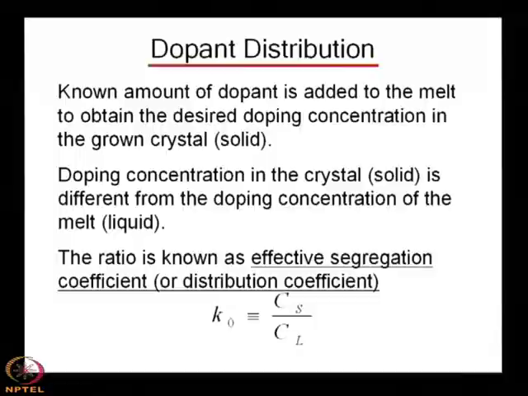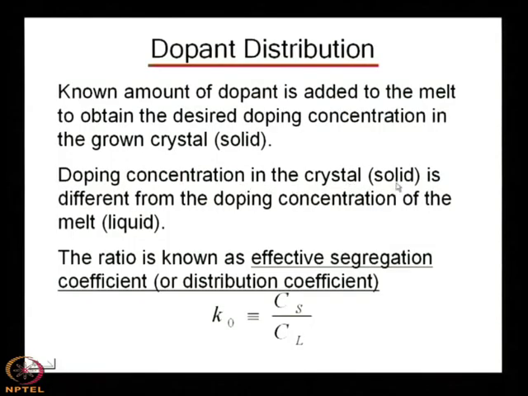Now, what should be the dopant distribution? You see that a known amount of dopant is added to the melt. Known amount means it may be a gram or milligram of phosphorus or arsenic or antimony or boron added to the melt to obtain the desired doping concentration in the grown crystal. When we say crystal, that means it is the solid.